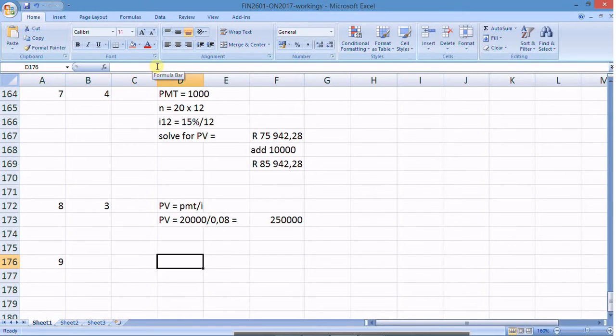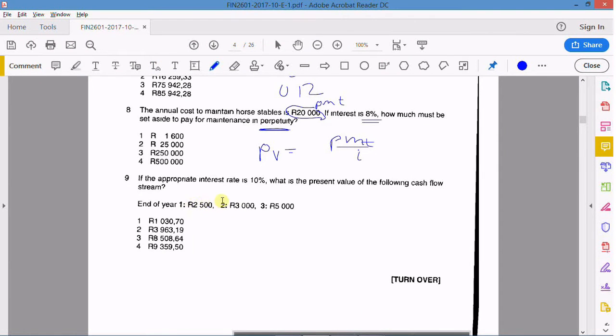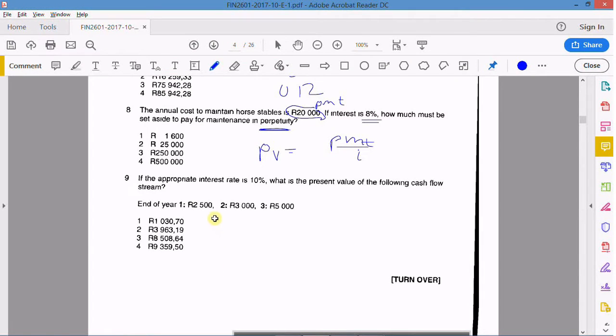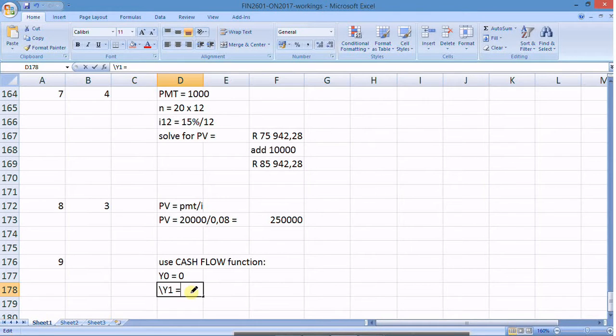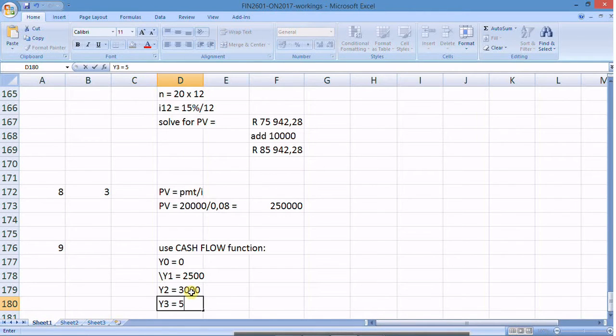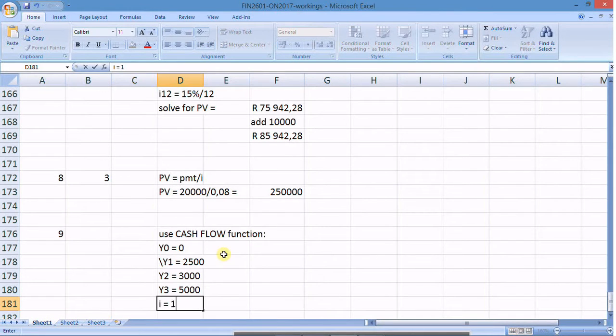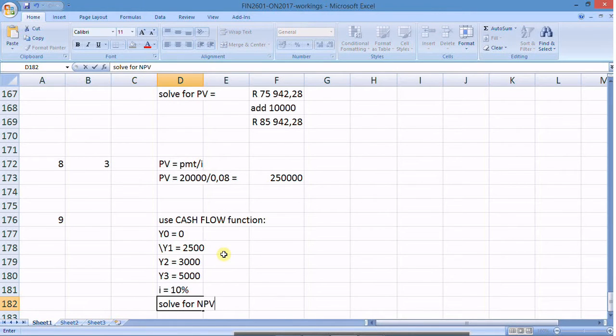Okay, number 9. If the appropriate interest rate is 10%, what is the present value of the following cash flow stream? Use the cash flow function. Year 0 is 0. Year 1 is 2,500. Year 2 is 3,000. Year 3 is 5,000. Is that right? 2.5, 3, and 5. Good. I is 10%. Solve for NPV.